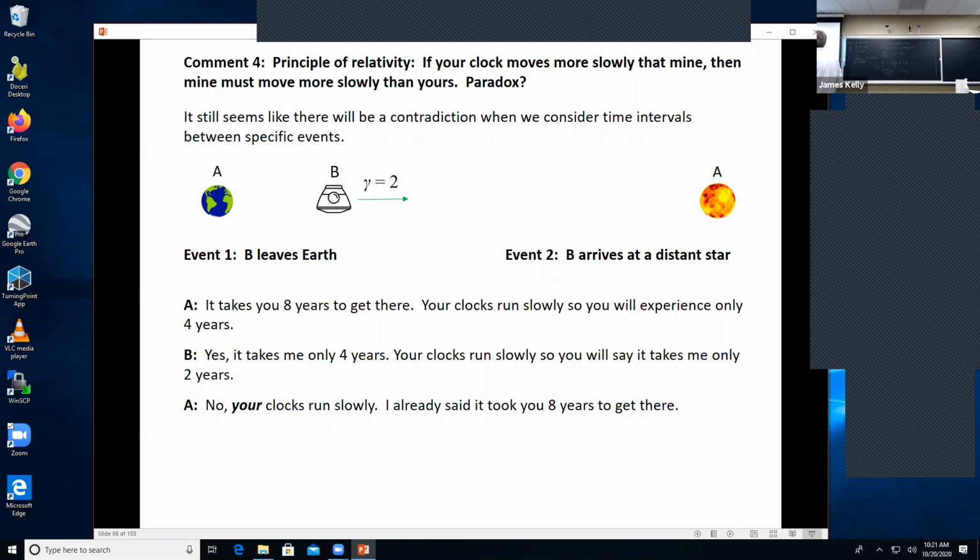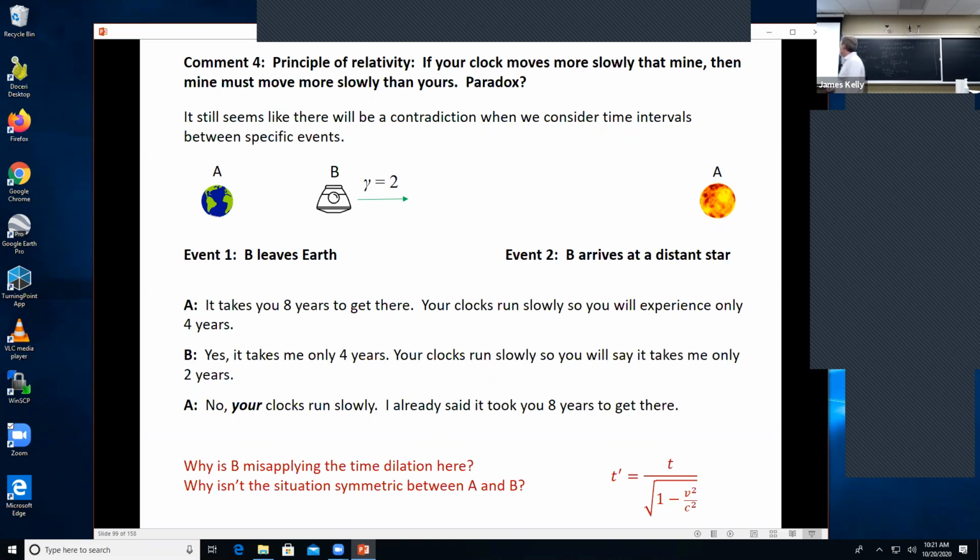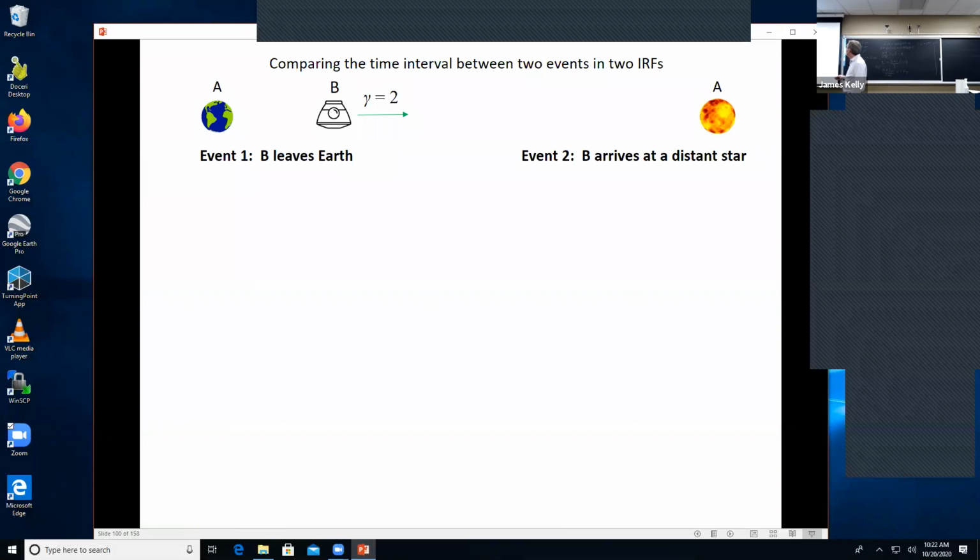It's going to take some effort to work out why there's some misapplication of the time dilation formula here that we haven't learned about why it's a misapplication yet, okay? Seems like each one sees the other clock as going slowly, and that in fact is true. But that doesn't mean we can directly compare the time intervals that each will measure without thinking a little bit harder. So why isn't the situation symmetric between A and B here?